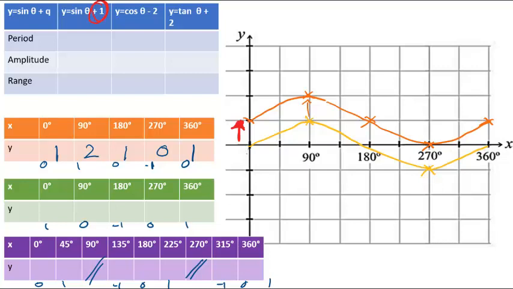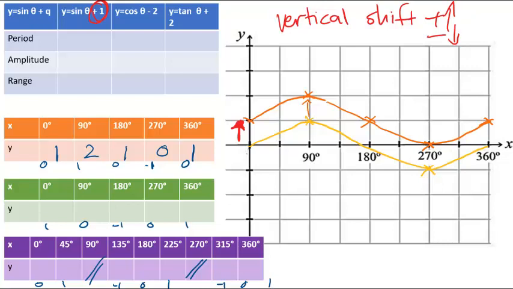The plus 1 is what we call a vertical shift, and plus means we're going up, whereas minus would mean going down, and the number tells me the number of units I'm going up. So it's the same sine graph, but 1 unit up.